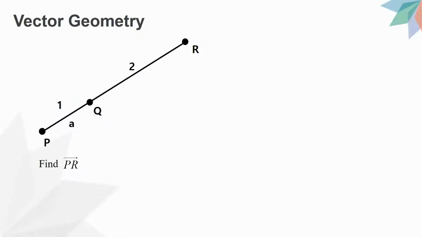So we have line PQR. You want to find the vector PR. So the number here shows the ratio of PQ to QR, which is 1 to 2. If the vector PQ is A, we can use the ratio to help us in this. So the vector for QR is 2A.